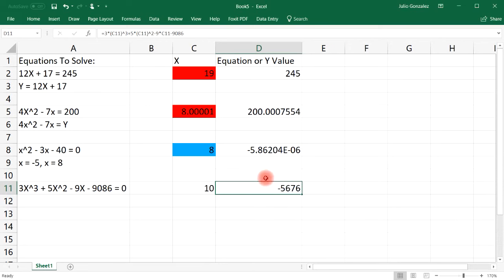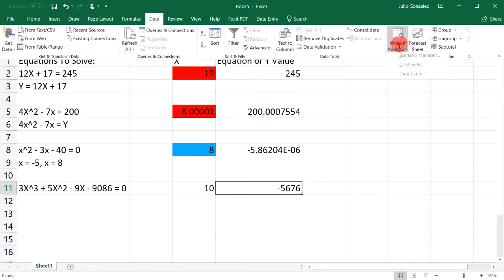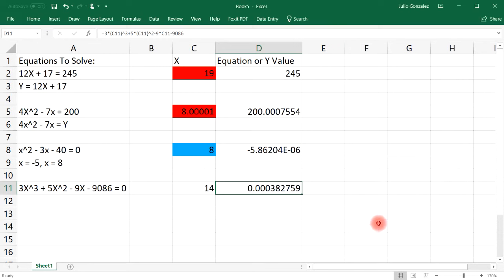And then let's go to Data. Let's try it one more time. What-If Analysis, Goal Seek. Let's change that to 0 by changing this number. And so we got 14. So sometimes you may need to put a value that is close to the actual answer so that Excel can give us the right answer.